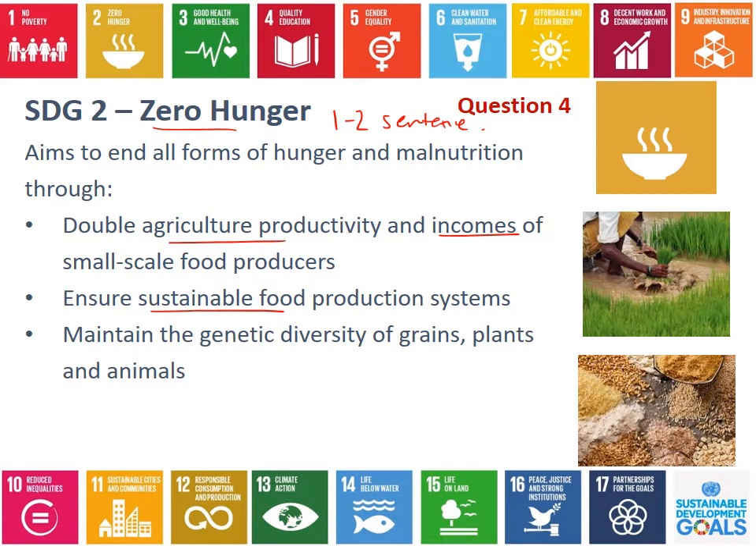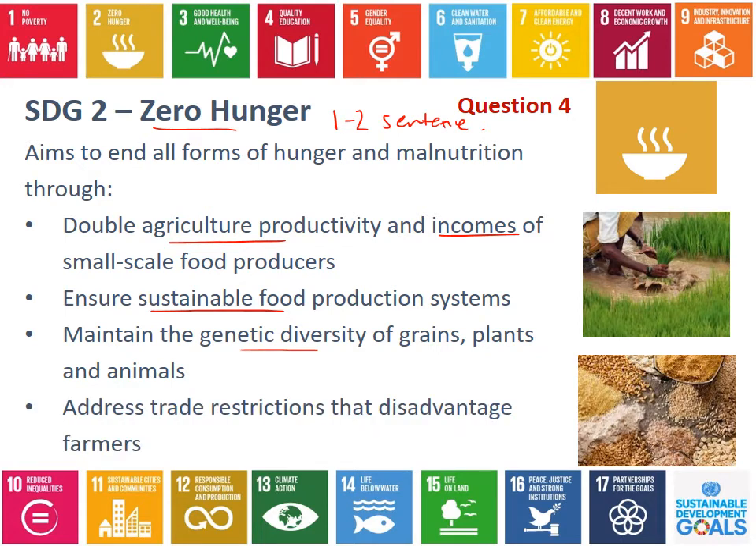Maintaining the genetic diversity of grains, plants, and animals. This really relates to having a wide variety of foods available. We know that we need a wide variety of foods for health. And also addressing trade restrictions that disadvantage farmers. So really, to address hunger, we need to keep farmers farming, we need them to be able to trade, we need the food to be sustainable, we need it to be nutritious.